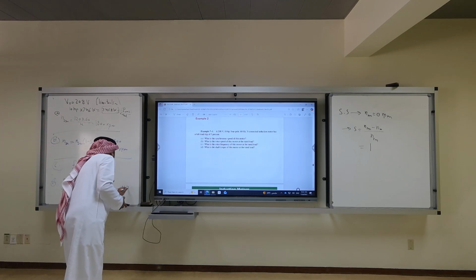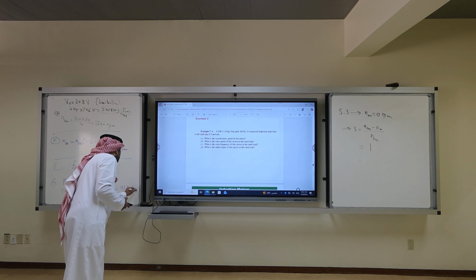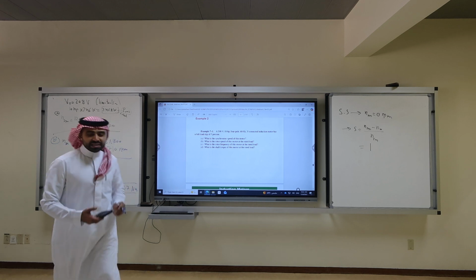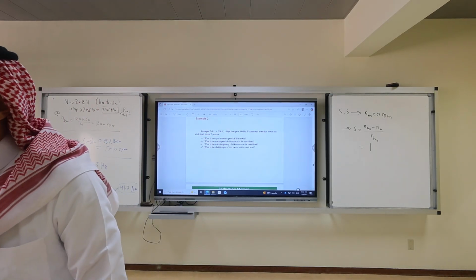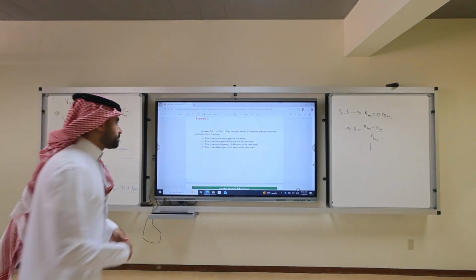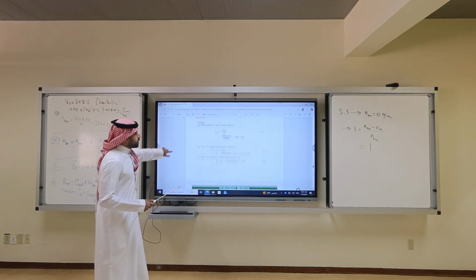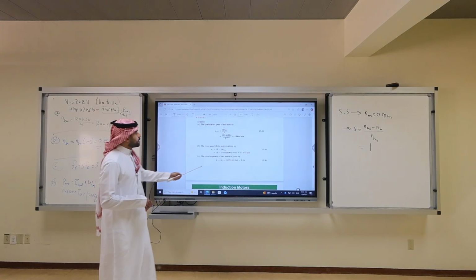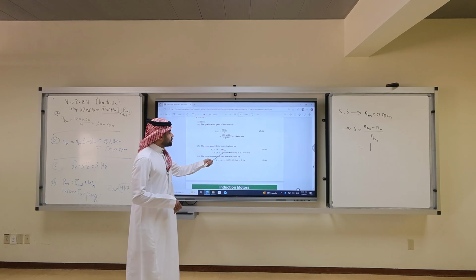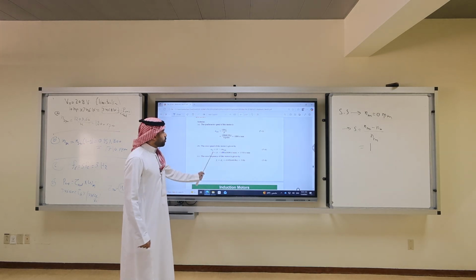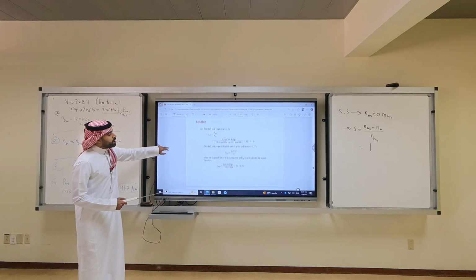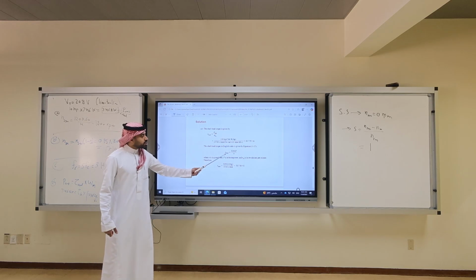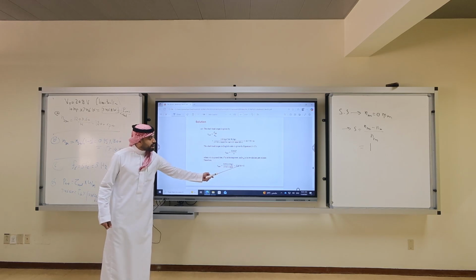What's the unit of the torque? Newton times meter. There is a simple typo in the book. I'm using book number 2, not book number 1 for induction. This is the typo. I want you to fix it, please. This is 1 minus 0.05. 1 minus slip. Okay?